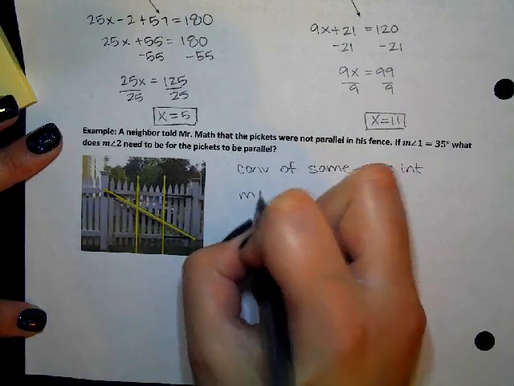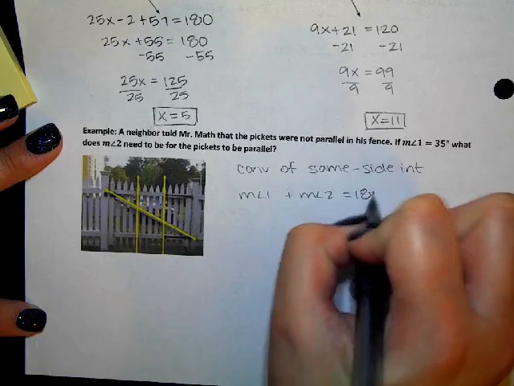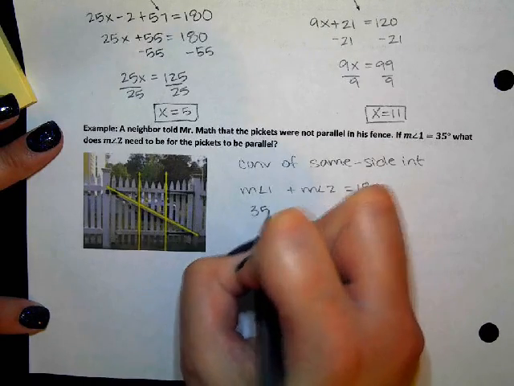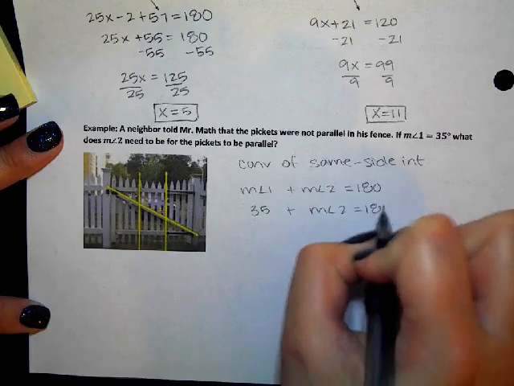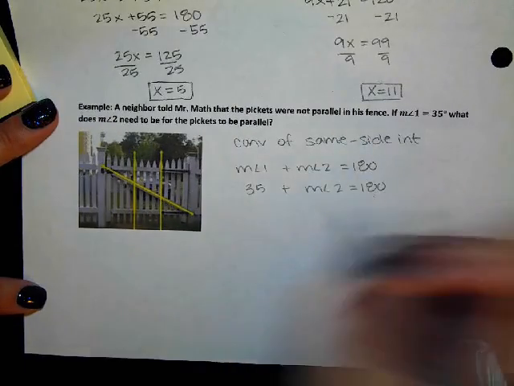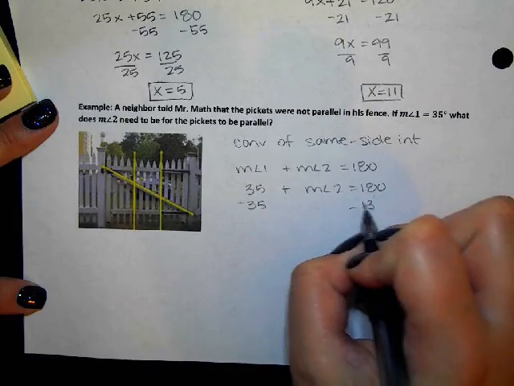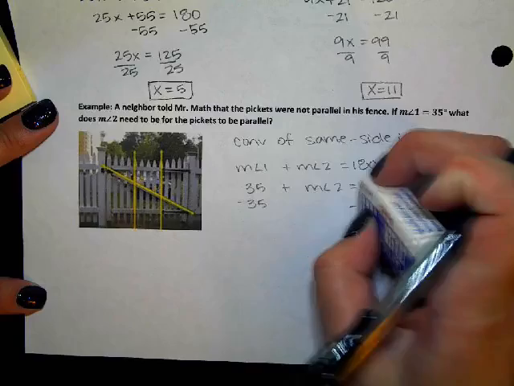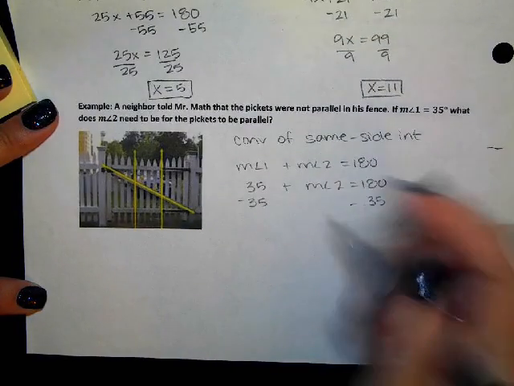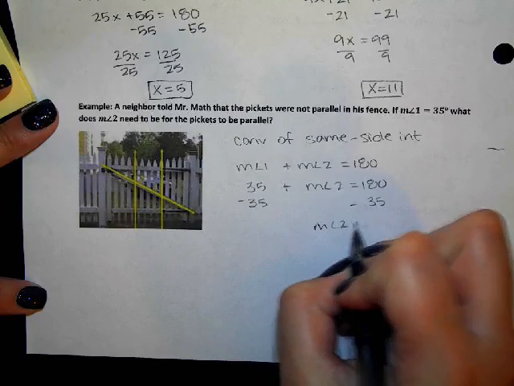So we have 35 plus the measure of angle 2 equals 180. And so what should the measure of angle 2 be? So the measure of angle 2 should be 145. And this is a mystery, we don't even know.